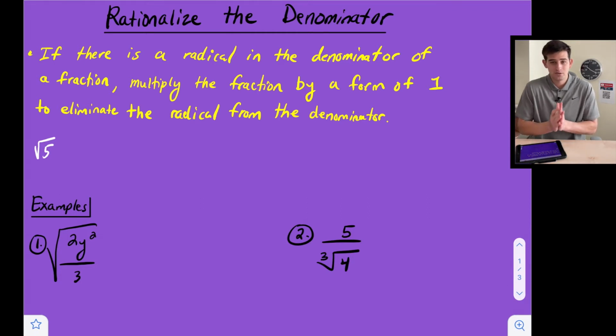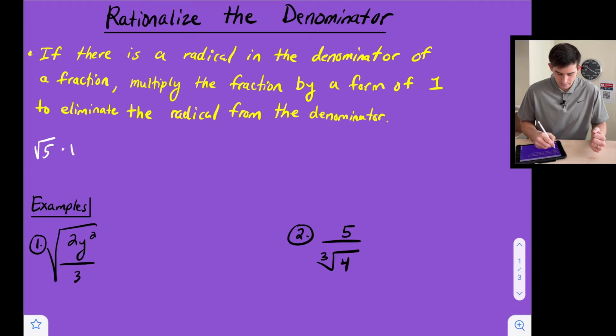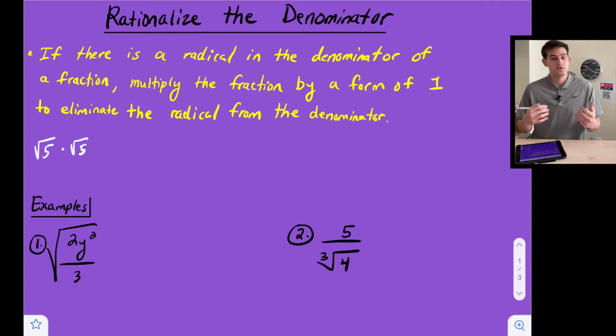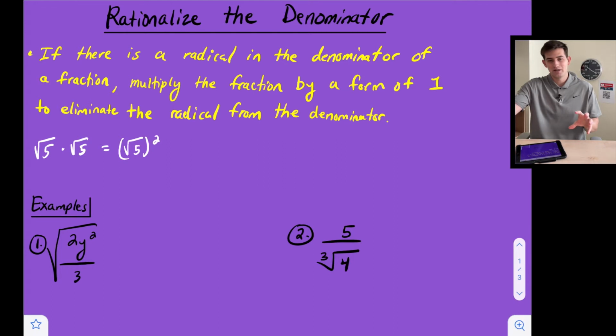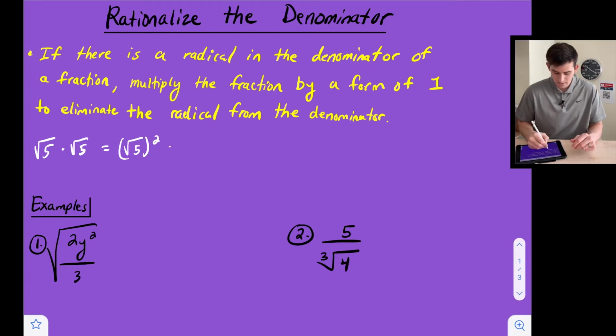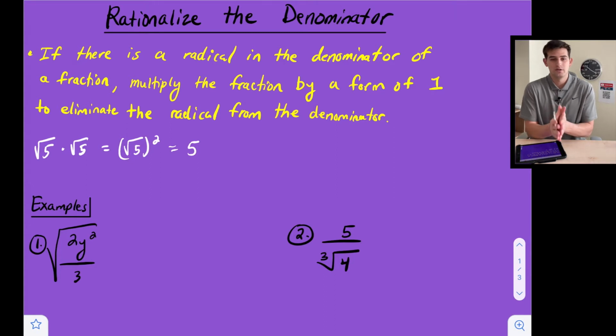Well, if we have the square root of a non-perfect square, what can we multiply that radical by for the radical to go away? If we have the square root of 5, we're going to multiply it by itself, because when we do that, this becomes the square root of 5 squared. If we square root something and then turn around and square it, those are called inverse operations. So this is just equal to 5. So that's how we're going to get rid of the radical.